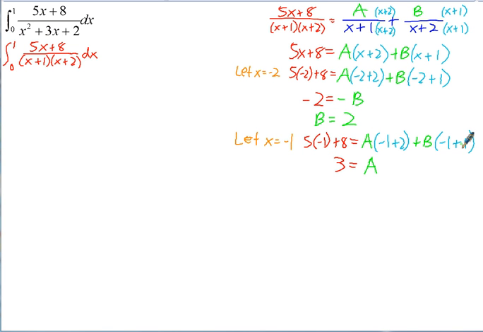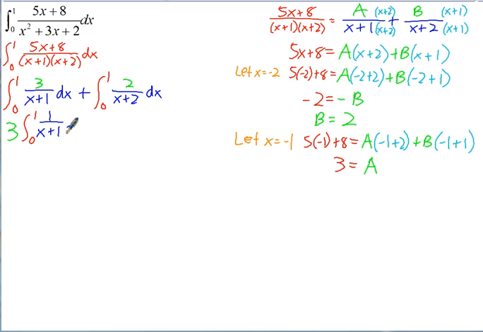The only difference now is the definite integral. On both of them, the integral's lower and upper limits are going to be 0 to 1. And we just figured out A is 3, so that's going to be 3 over x + 1, plus, also from 0 to 1, B is 2, so 2 over x + 2 dx. Again, we can pull out the constants of 3 and 2 there. This would be 3 times the integral from 0 to 1 of 1 over x + 1 dx, plus, pulling out the constant of 2, the integral from 0 to 1 of 1 over x + 2 dx.